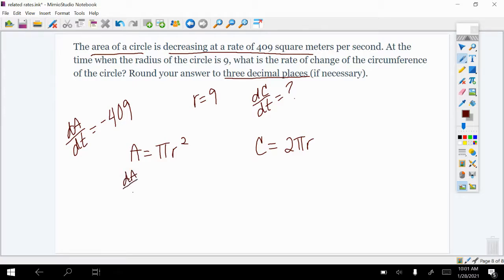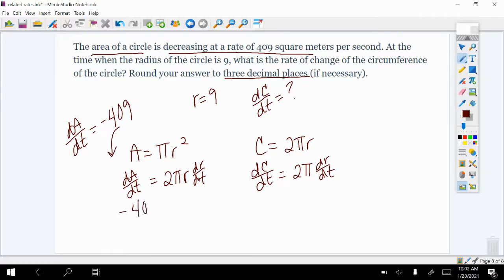So I'm going to derive this one. I'm going to get dA/dt equals power out front, power 1 less, put a dr/dt there. And then I'm going to derive my circumference formula. Derivative of 2 pi r is going to be 2 pi dr/dt. So let's start with what I know. I know my dA/dt. So I'm going to start building in that formula. So I know dA/dt is negative 409. And I also know that we're looking at a time when the radius is 9 units.